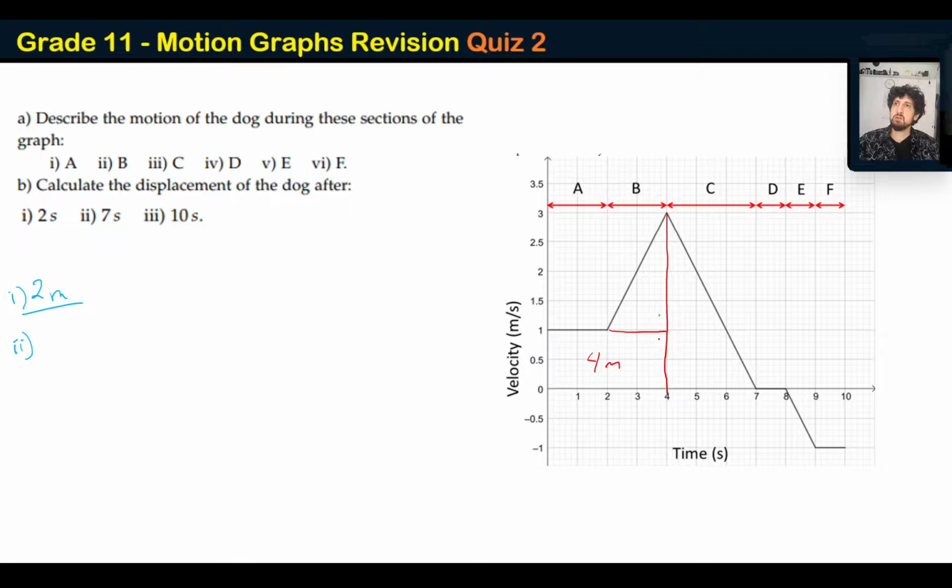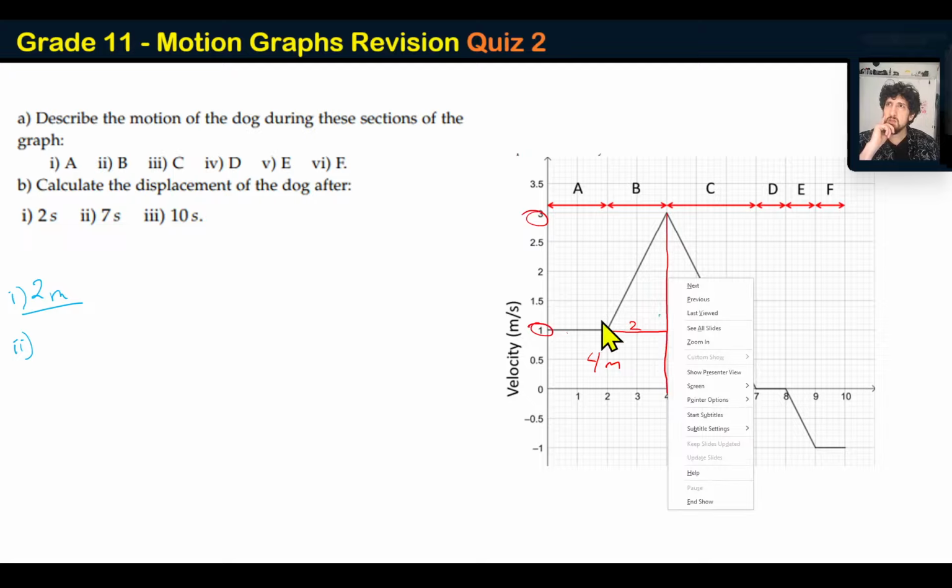This one here is 2. How is it 2? It's between 2 and 4. 4 minus 2, so that's 2. And then this one is 3 minus 1. Don't go 3. Don't make this mistake. It's not 3. It's 3 minus 1. It's the difference. See, this is 1 here, and that's 3. So we want 3 minus 1, so that's going to be 2 as well.